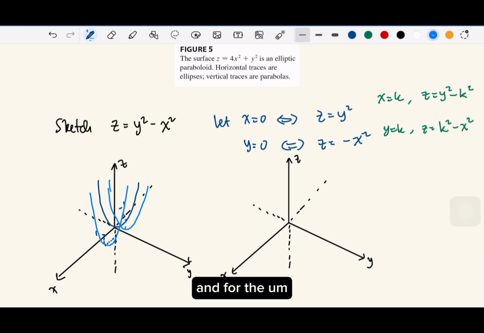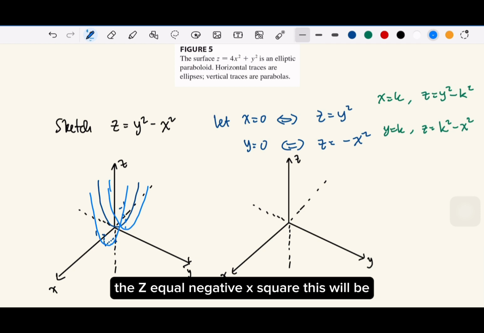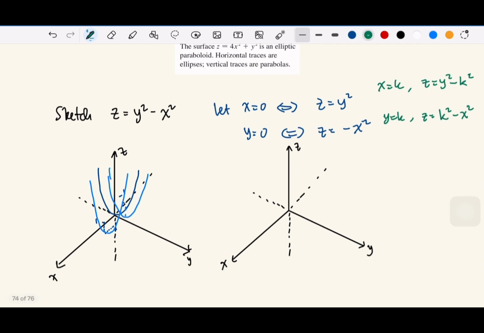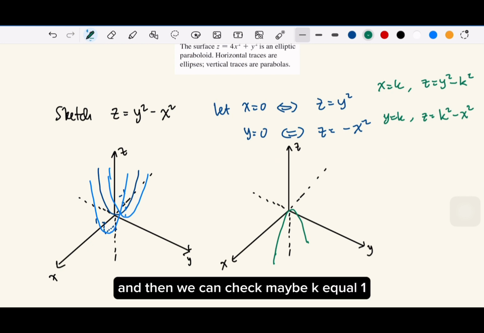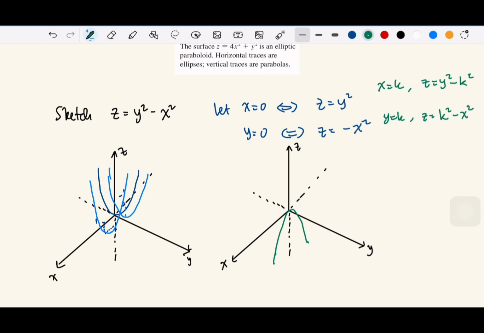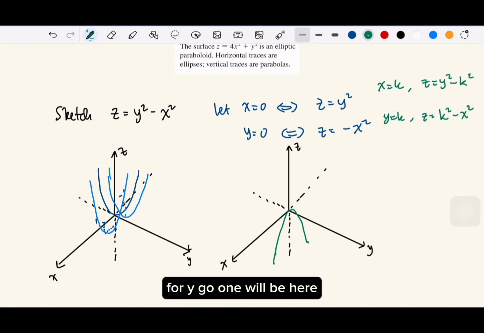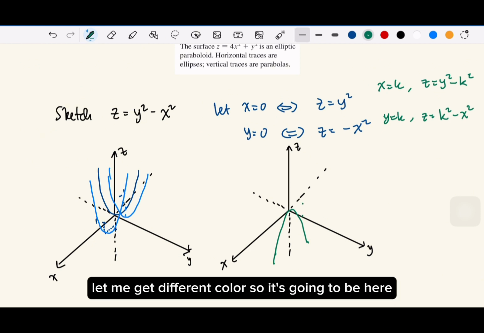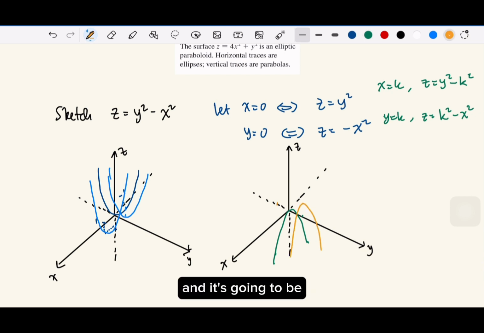And for z equals negative x squared, this will be like that. Okay. And then we can check maybe k equals 1, k equals negative 1. It will be 1 minus x squared. 1 minus x squared for y equals 1 will be here. It's going up here. Let me use a different color. So it's going to be here, and it's going to be that way.